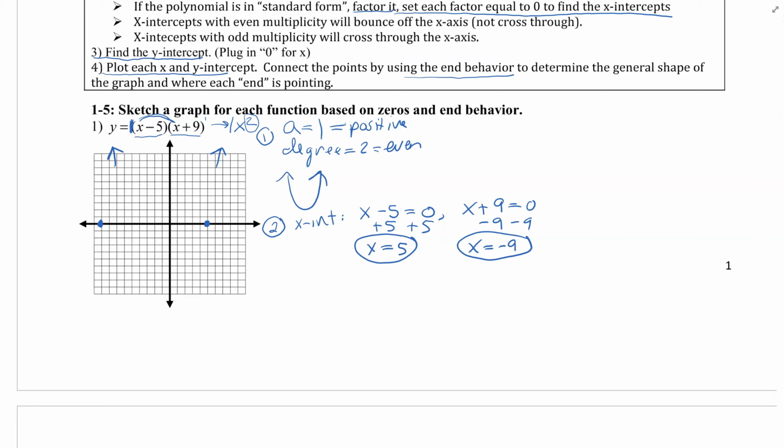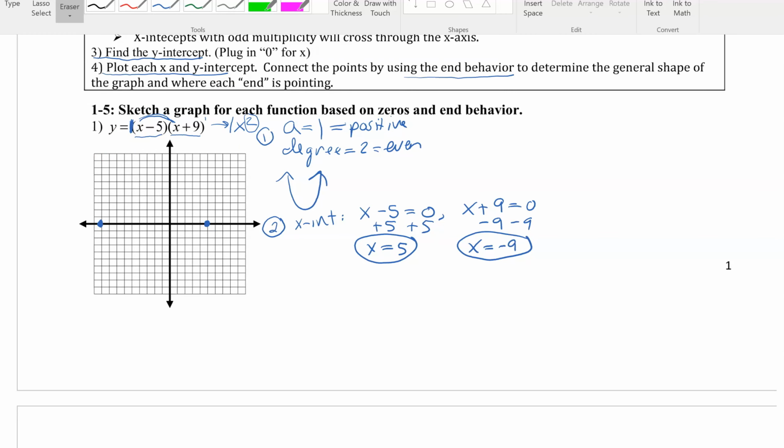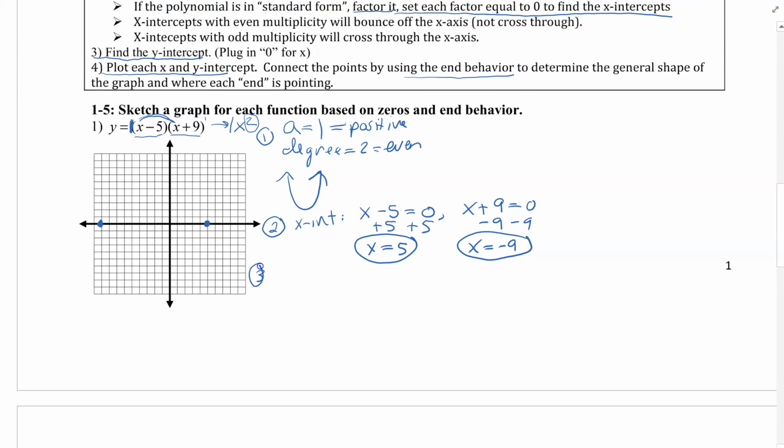And then I'm going to do the third step, which is to find the y-intercept. And that I find by just plugging in 0 for x.